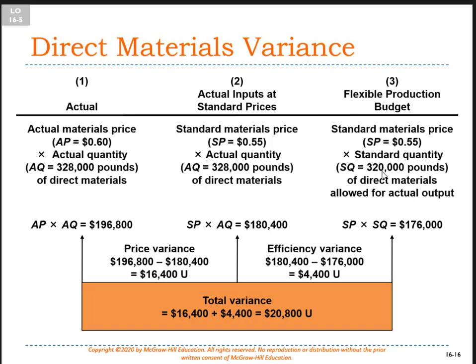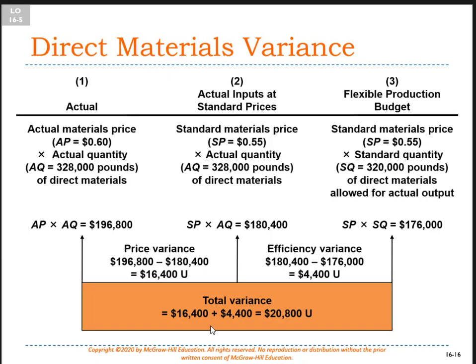We should have used 320 because we were making 80,000 units and we were supposed to use 4 pounds for each unit. So 80 times 4 is 320. But we actually used 328 because we bought and used the same amount, right? All of this, the 328. So we take the standard price times the actual quantity and standard price times the standard quantity. Take the difference and we get 4,400 unfavorable efficiency variance, right? Because we used more, 328 versus 320, than we planned.